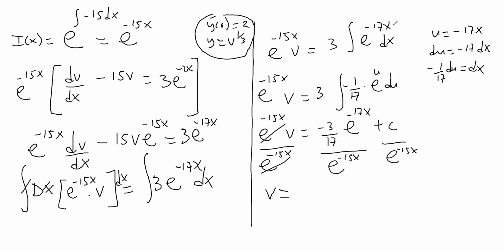So v will be equal to, now look here, if this minus 15x goes up here, we will have positive 15. So minus 17 plus 15, we have negative 2. So I have minus 3 over 17 of e raised to the minus 2x. And when this term goes up, it changes to positive, so I will have plus c e raised to the 15x. So guys, I'm going to erase the other side of the board.